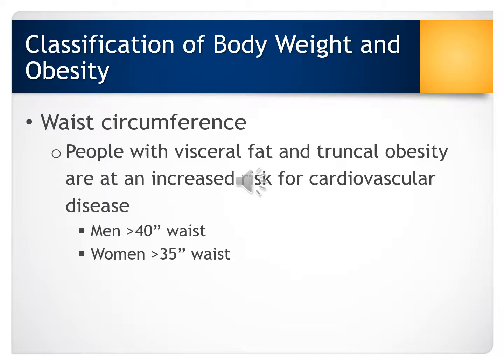Waist circumference can also be used to classify obesity. Patients who have visceral fat or truncal obesity also have an increased risk for cardiovascular disease. This would typically be found in men with a waist greater than 40 inches and women with a waist greater than 30.